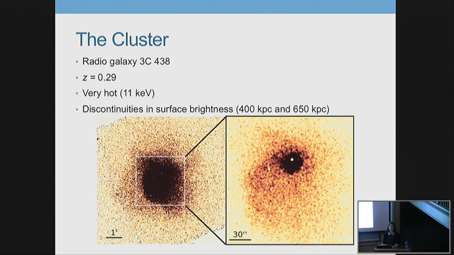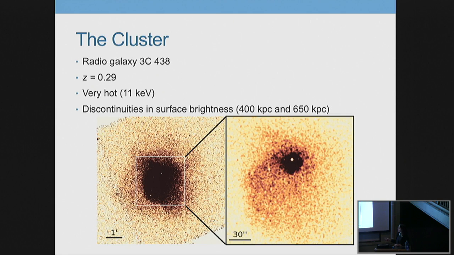The cluster that I'm looking at is the cluster associated with radio galaxy 3C438. It is located at a redshift of 0.29, and it is a very hot cluster. It has an average temperature of approximately 11 keV. And as you can see in the image of the cluster here, there are some interesting features to be noted, discontinuities in the surface brightness.